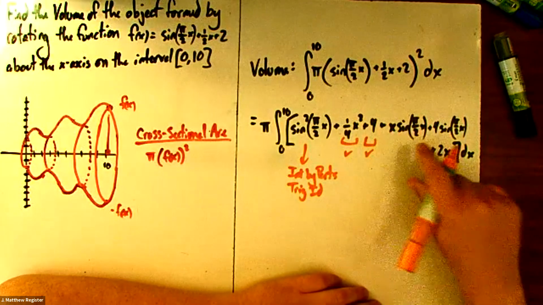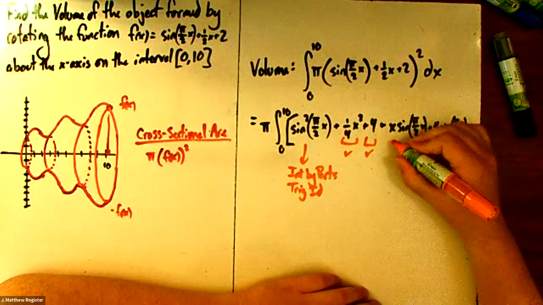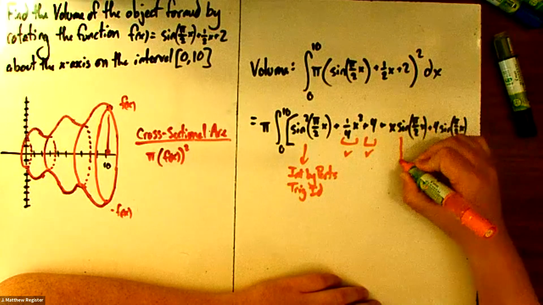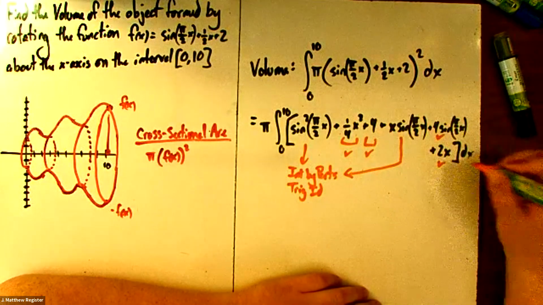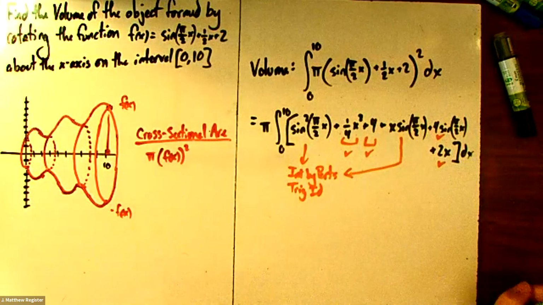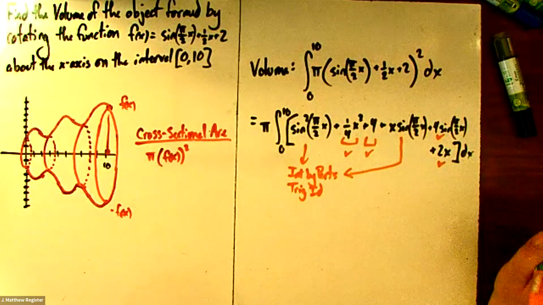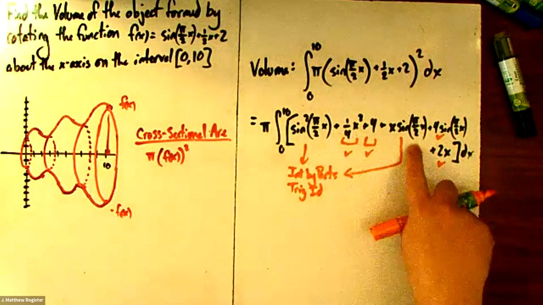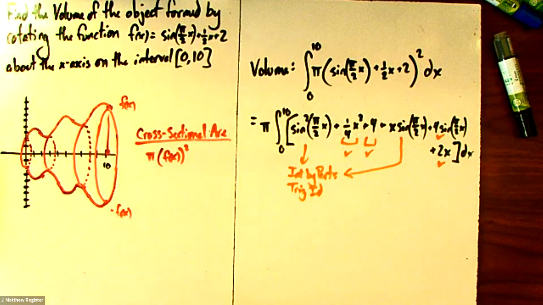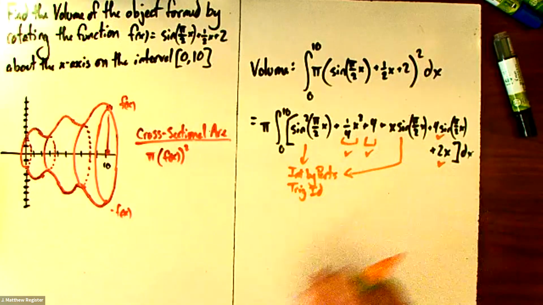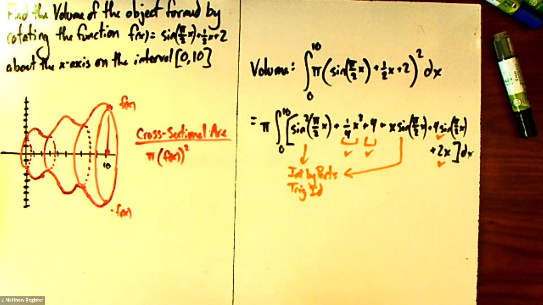The x sine of pi over 2x, this one we can also integrate by parts. But after we've gone through that whole process of integrating these two things, which are much more challenging to integrate, we're still going to have 6 terms, and then we're going to have to evaluate them at the 0 and at the 10. And when you do that, you get something which is very not nice.